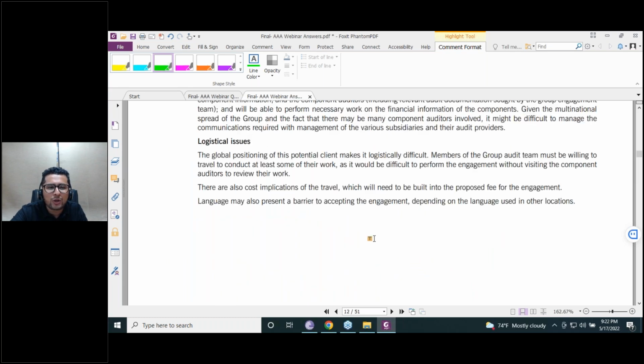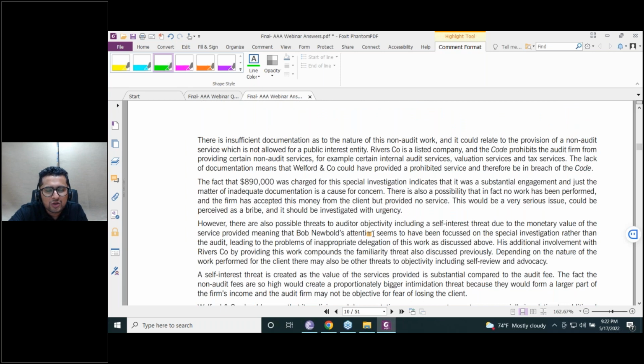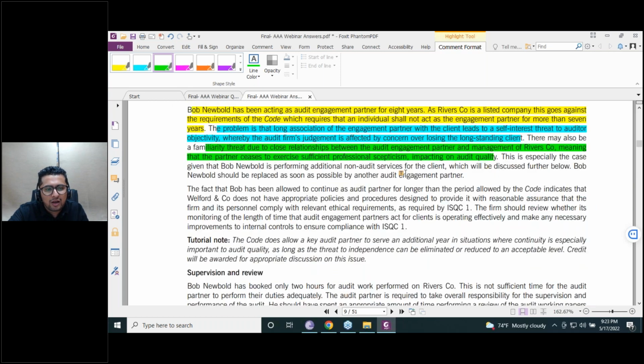Finally, you need to come up with certain action. So what should be the action? This is especially the case given Bob is performing additional non-audit services for the client, which will be discussed later. Bob Newbold should be replaced. So Bob Newbold should be replaced as soon as possible by another audit engagement partner. So this is what your action is.